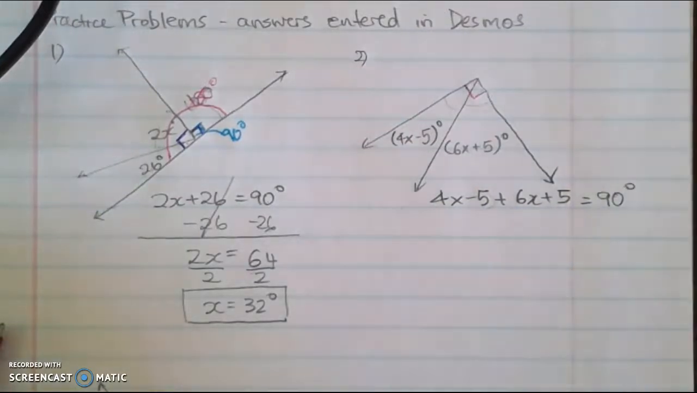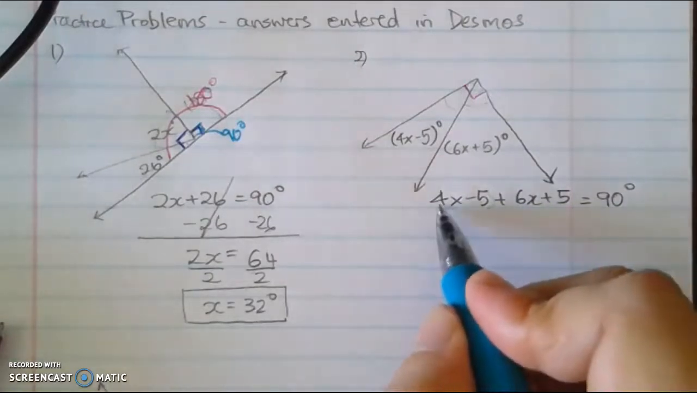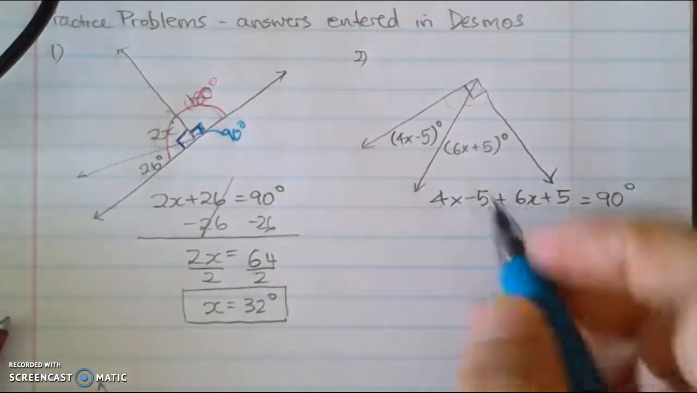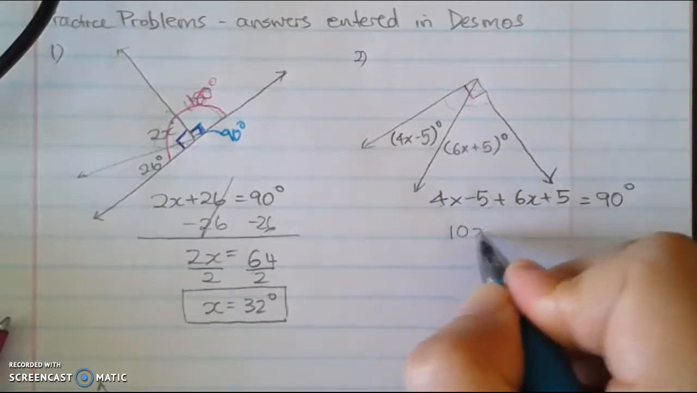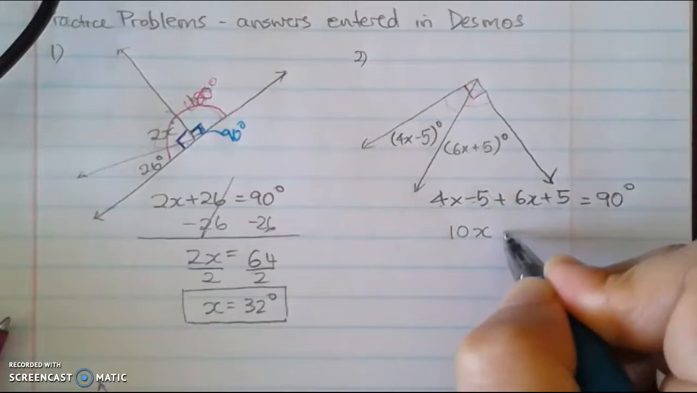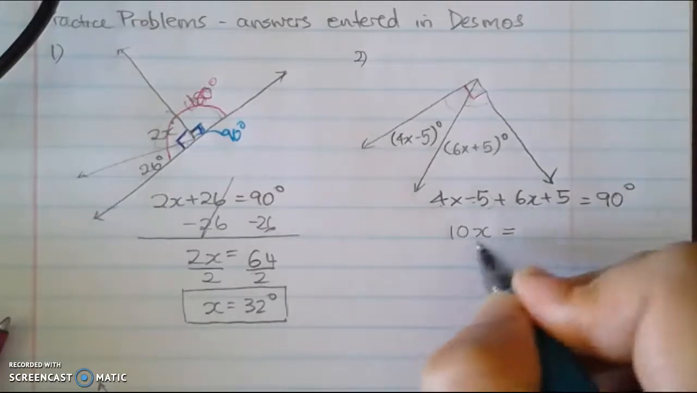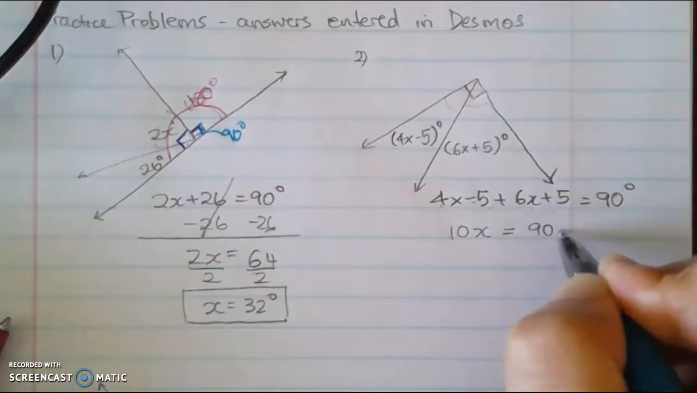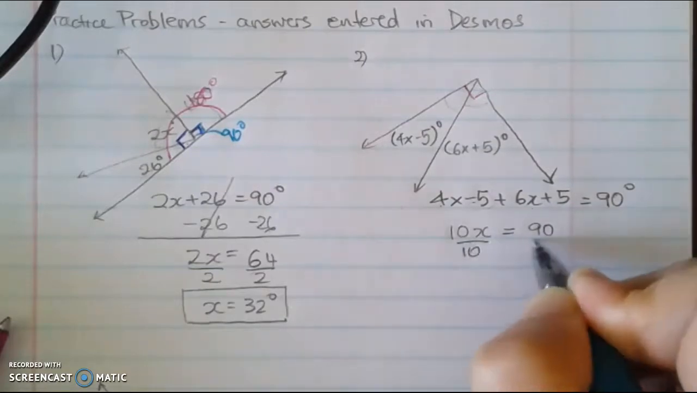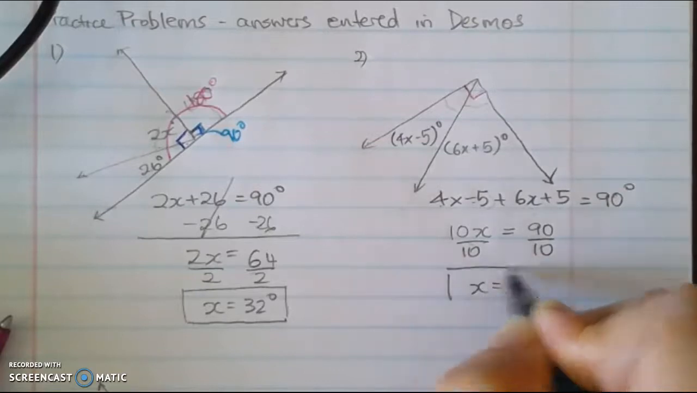So we know that 4x plus 6x, let's combine the like terms. They're both variables with x's, so that becomes 10x. And the numbers together, negative 5 plus 5 is just 0, which is the same as 10x plus 0, which is the same as 10x, so 10x is 90. Then divide both sides by 10, and so x is 9, and we just solved for x.